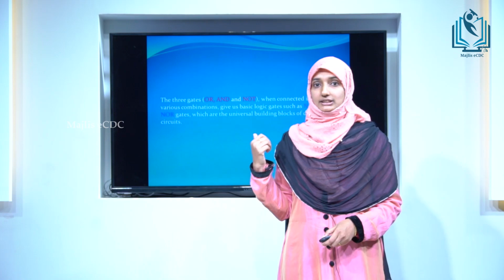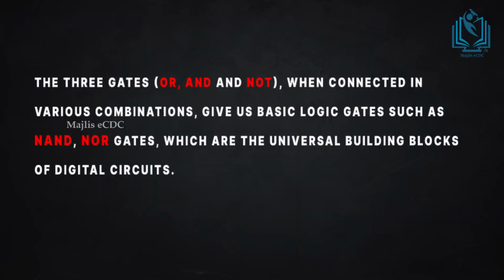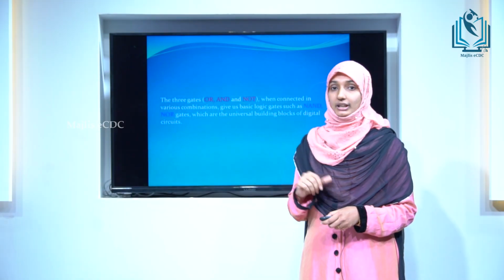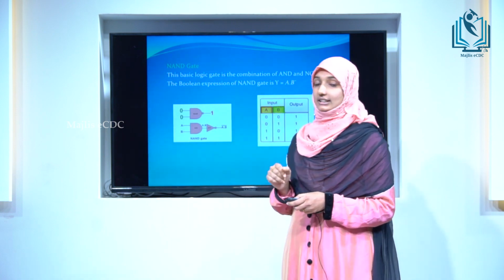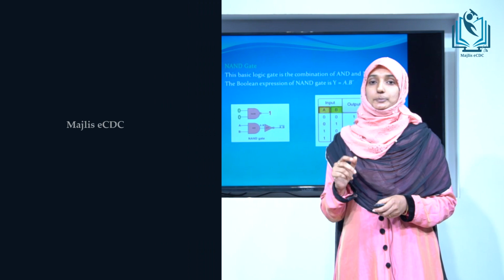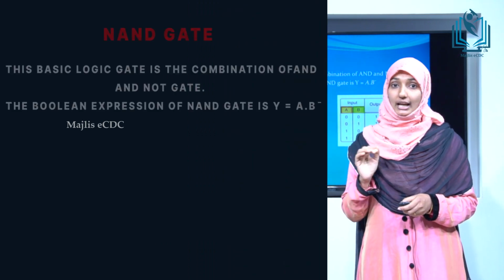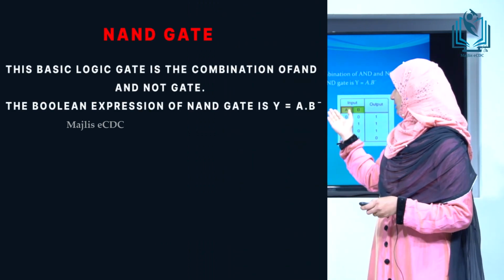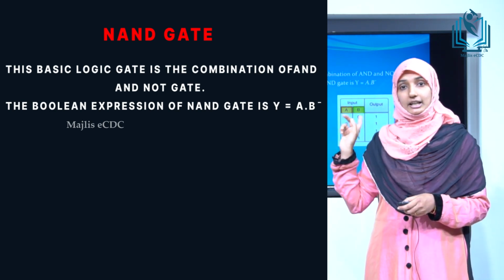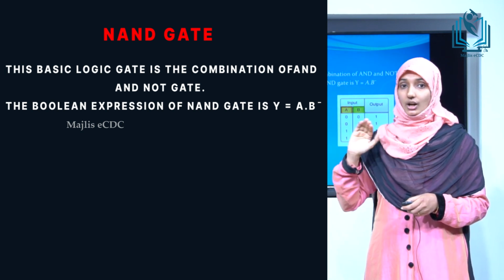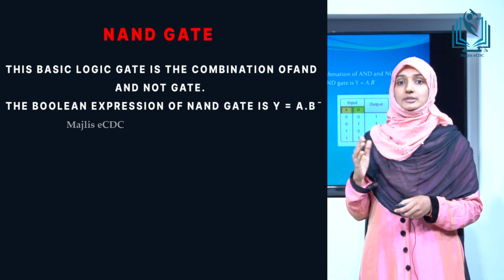These three gates, AND, OR and NOT, connected in various combinations give us the basic logic gates NAND and NOR, which are the universal building blocks of any digital system. The first one is the NAND gate. This is a basic logic gate. It performs the complement operation of the AND gate. So the expression can be written as Y equals (A dot B) whole complement. It can be read as A and B whole complement. That means A NAND B.